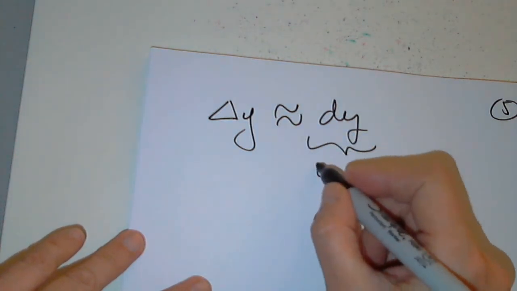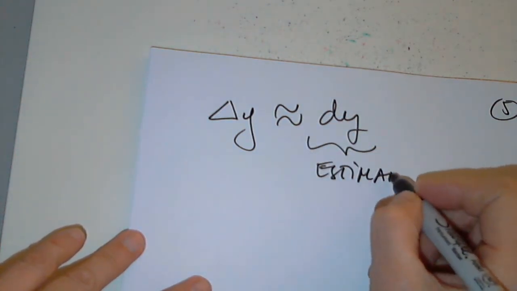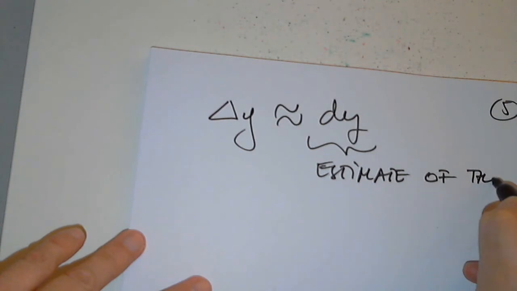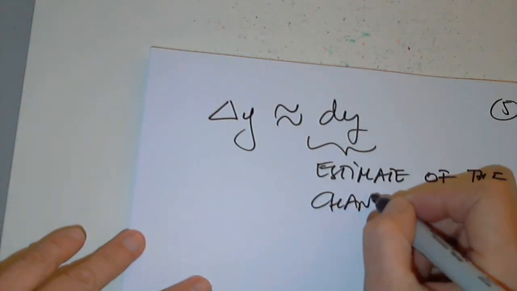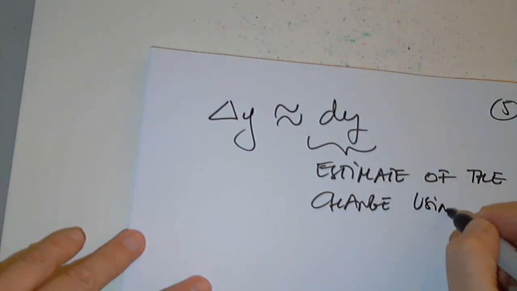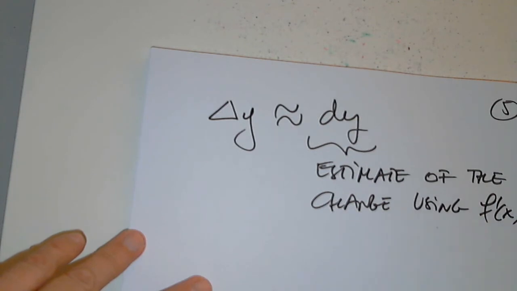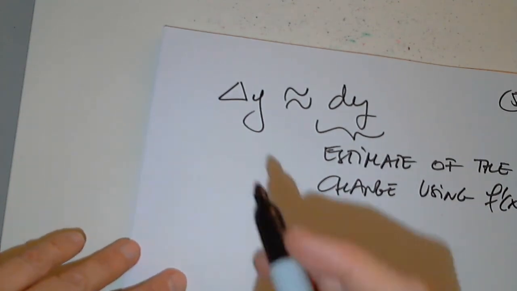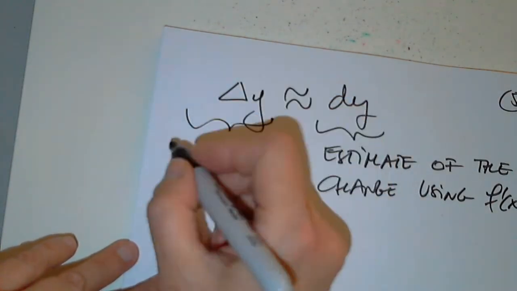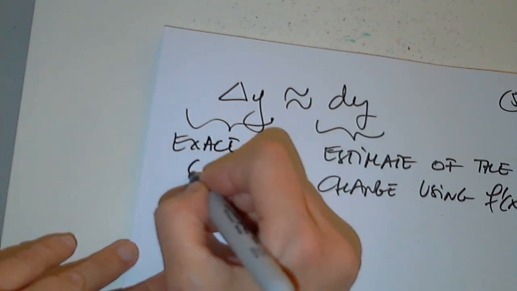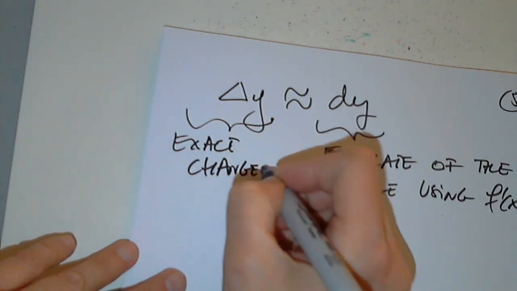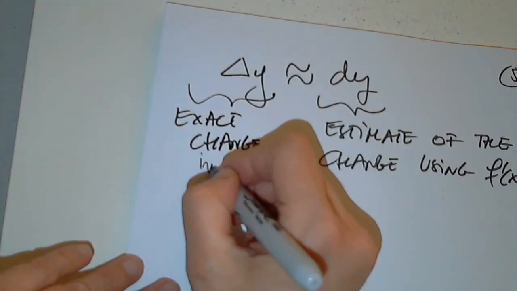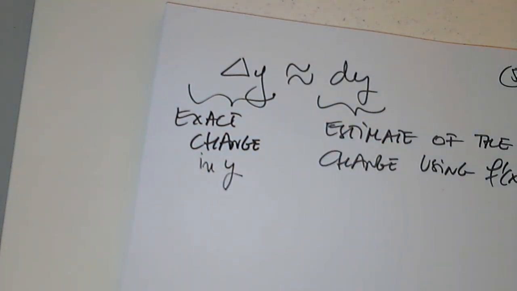Again, this is the estimate of the change using f prime. This does not use f prime. This is the exact change in y. The other one is an estimate. And since we're here now, we're talking about that, let's finish it up.